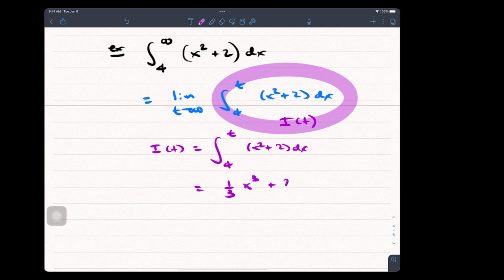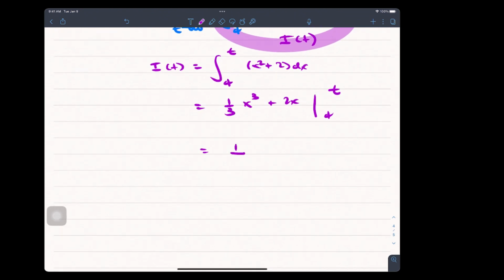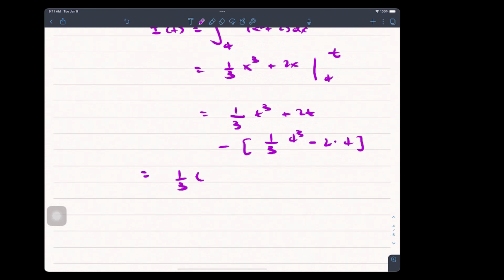One third x cubed plus 2x, from 4 to t. So what does that give you? Well, that gives you 1/3 t cubed plus 2t minus 1/3 4 cubed minus 2 times 4. So we get 1/3 t cubed plus 2t minus 64 over 3 plus 8. And we don't have to add those numbers right now. And I think that was plus, not minus. So this is what I of t is when I integrate it.